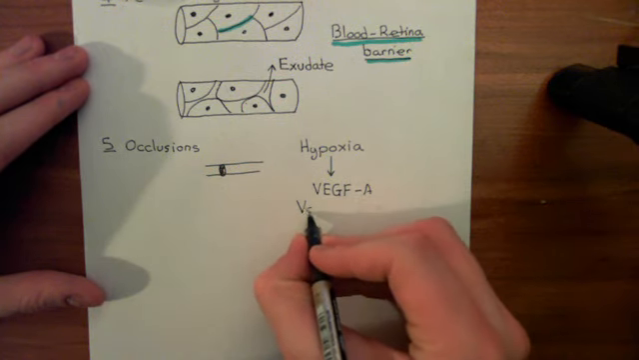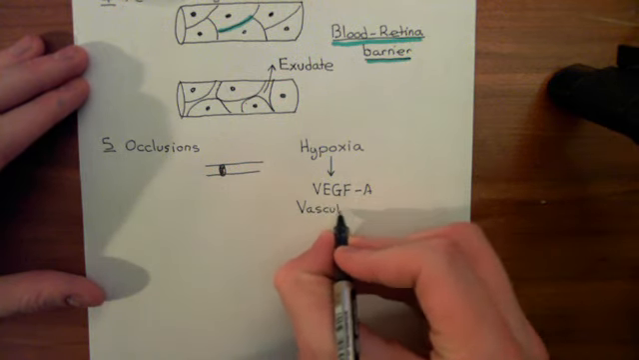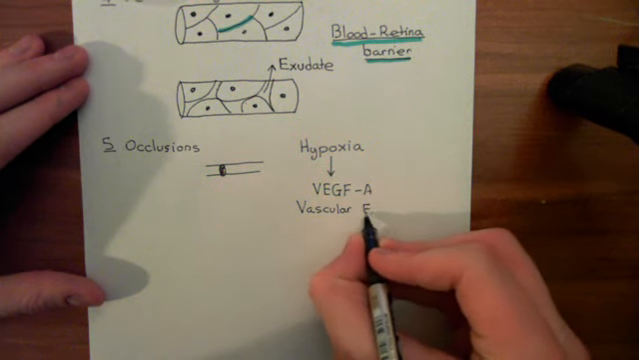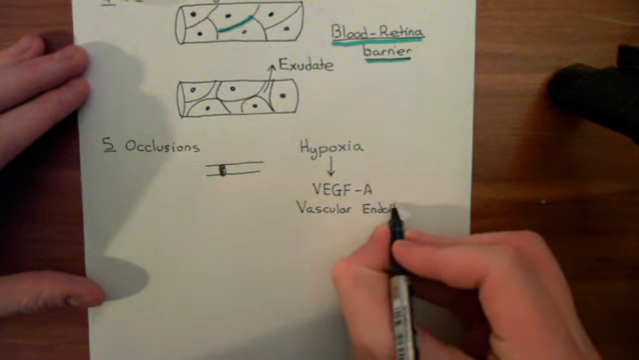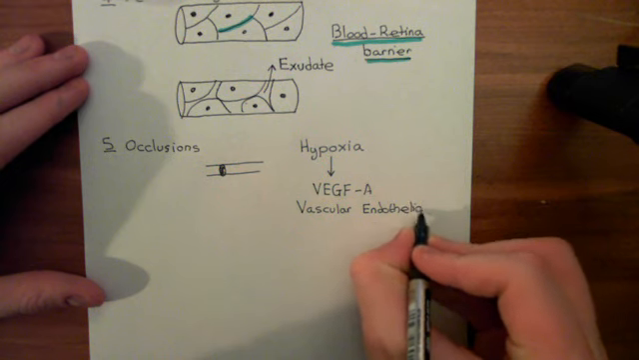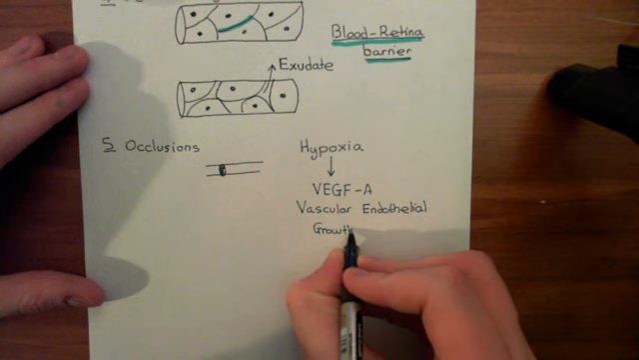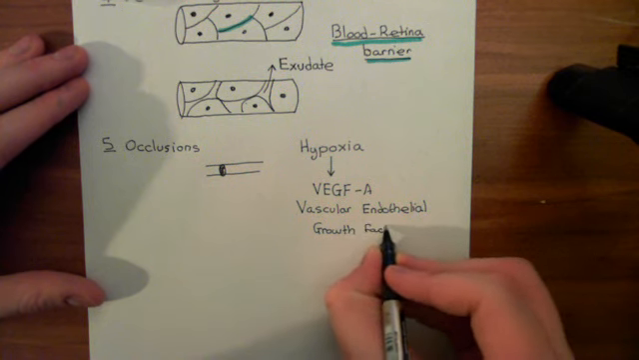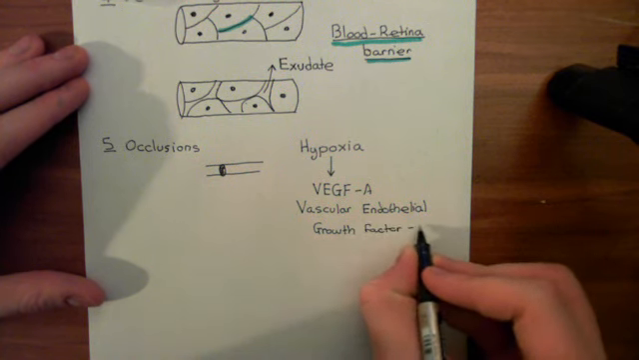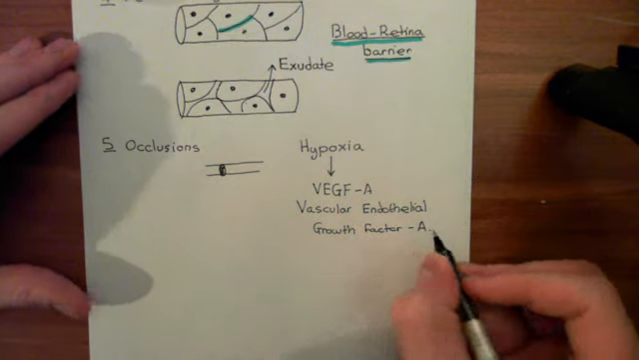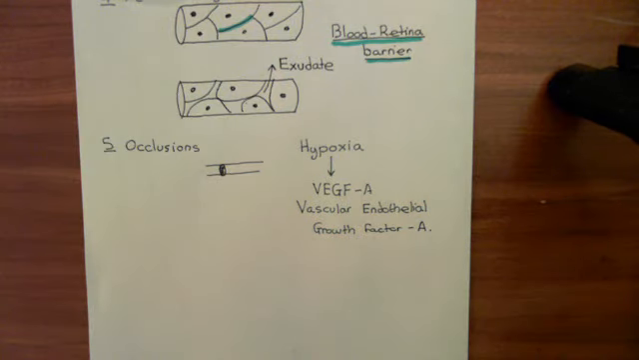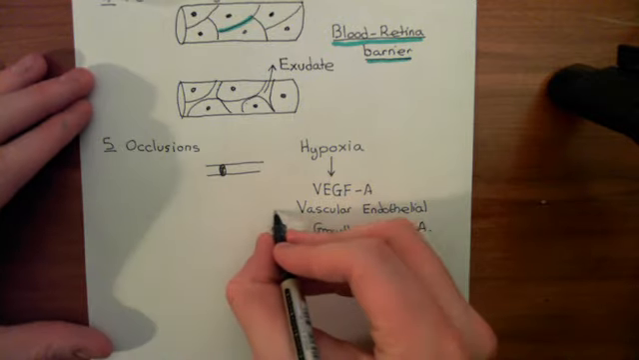angiogenesis. Okay, so this stands for, the V is for vascular, the E is for endothelial, and then the GF is for growth factor. So this is vascular endothelial growth factor A. Now, there are different isoforms of vascular endothelial growth factor A, but we won't worry about those here. Okay, so what will happen is the retinal tissues will start releasing vascular endothelial growth factor A, and what this will trigger now is angiogenesis.